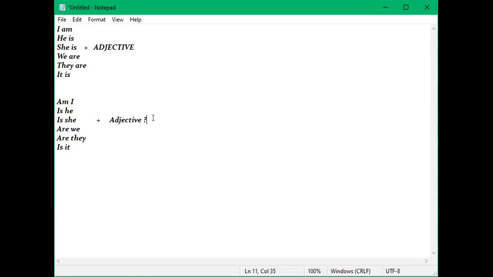Hay un chiste, vi un meme que me causó mucha risa porque es verdad. Decía que a los hombres en mis tiempos solo preguntábamos cuando nos gustaba una chica, hi, are you married? Hoy hay que preguntarles, hi, are you a woman or a man? Porque ya no se sabe.